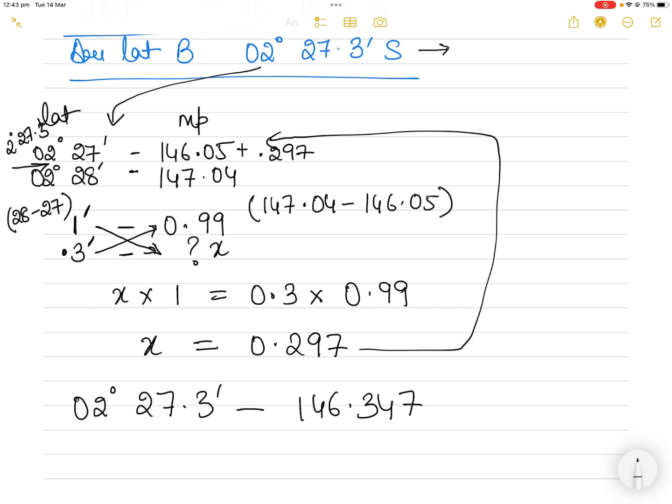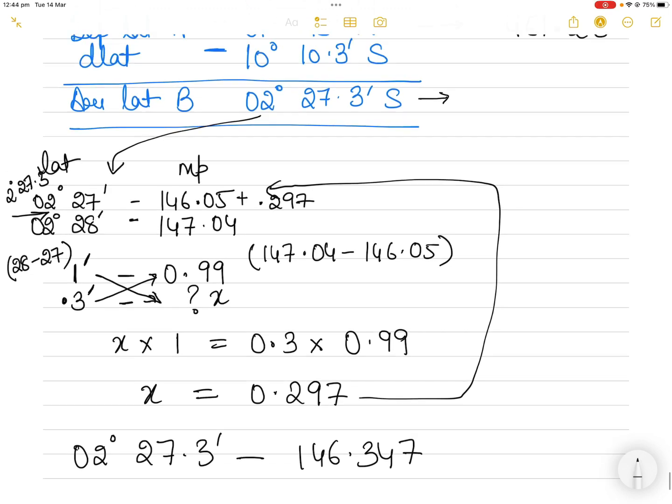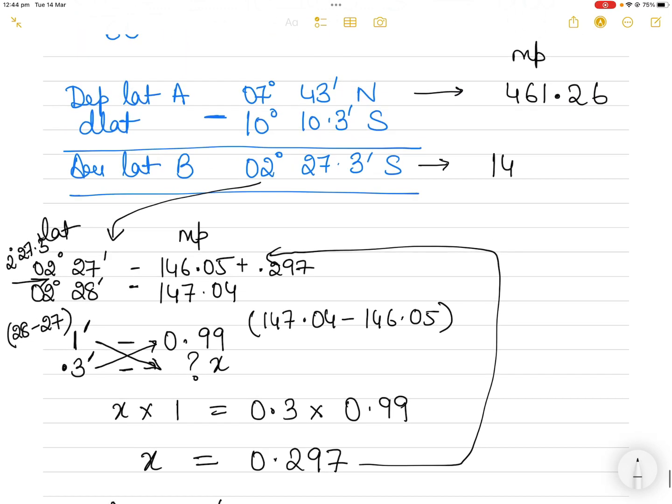Alright, so I first found out how much the meridional parts value increases when I increase the latitude by 1 minute, that was 0.99, and then I used cross multiplication to find out how much I would have to increase it by if I just increase the latitude by 0.3 of a minute, because I want to find the value for 2 degrees 27.3, which gives me the answer 146.347.